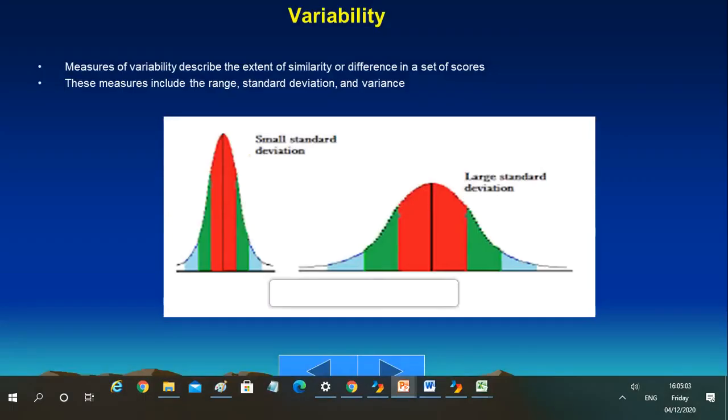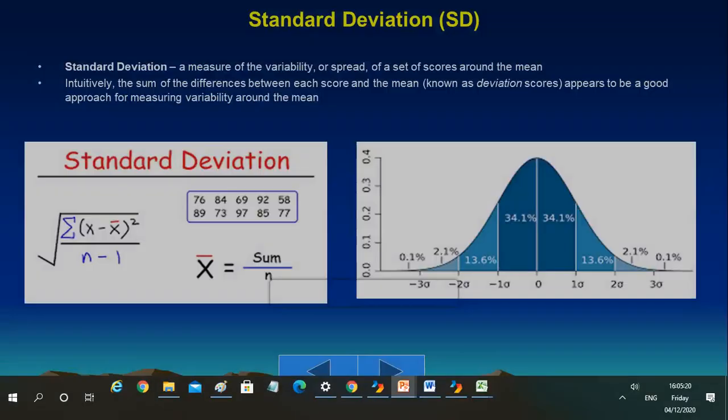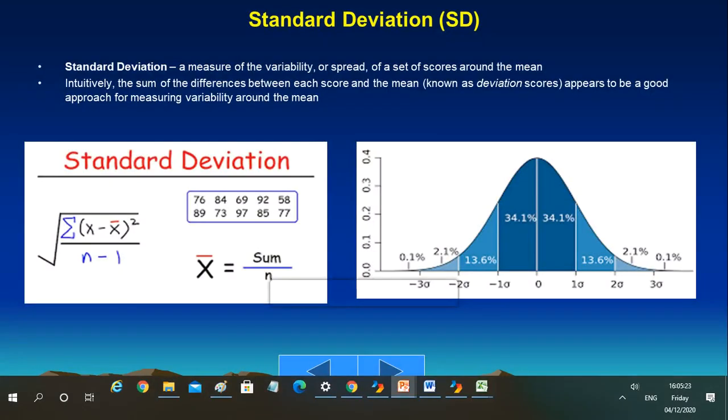Measures of variability describe the extent of similarity or differences in a set of scores. These measures include the range, standard deviation and variance. This is how the graphs will appear when you draw them. The standard deviation is a measure of the variability or spread of a set of scores around the mean. Intuitively, the sum of the differences between each score and the mean, known as the deviation scores, appears to be a good approach for measuring variability around the mean.